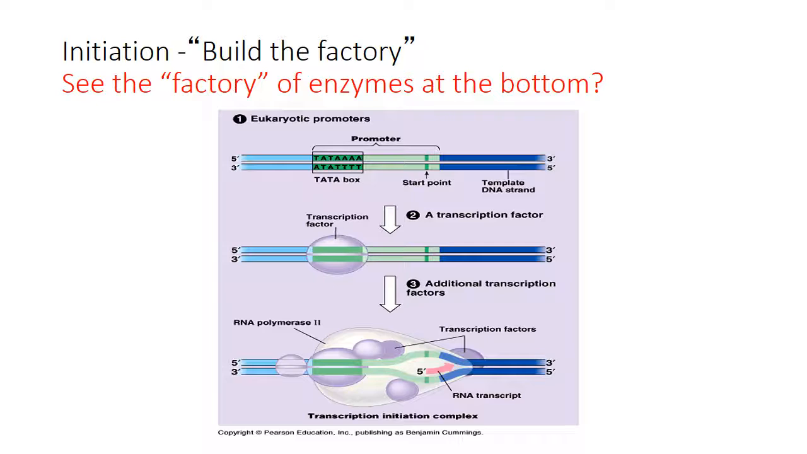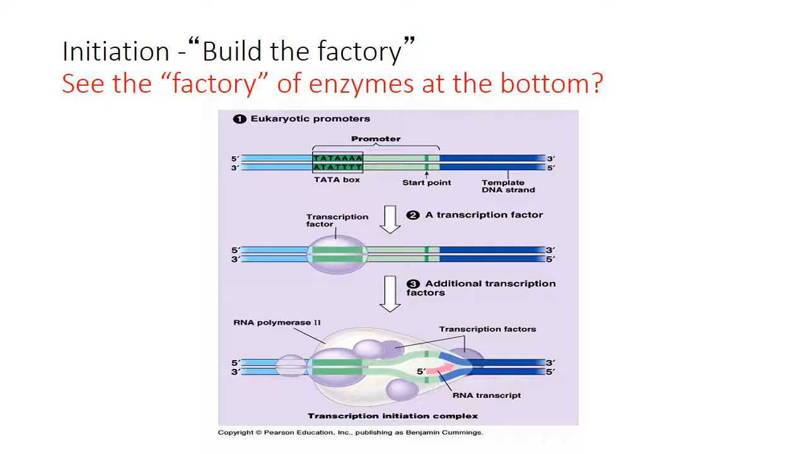We're not going to get into the details of how that all happens right now, but you will have to know that in front of a gene is an area we call the promoter. And the promoter is the site where this transcription factory is going to assemble.